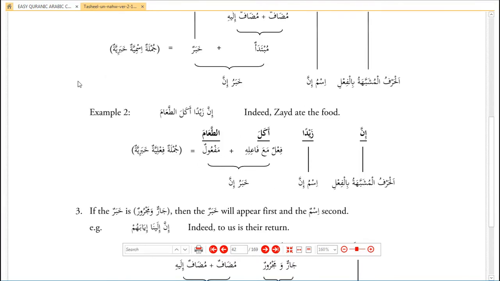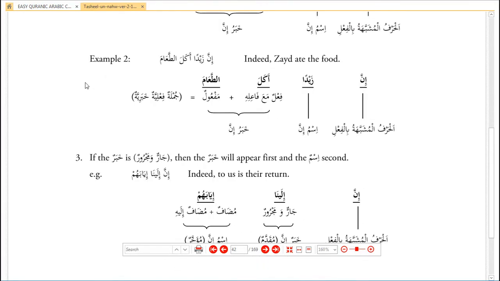If you look at example 2, inna Zaydan akala ta'ama. Indeed, Zayd ate the food. If you take out the inna, it will be Zaydun akala ta'ama, Zayd ate the food. So when we put the inna, it becomes more ta'kid, more emphasis. Indeed, inna Zaydan akala ta'ama. Indeed, Zayd ate the food.